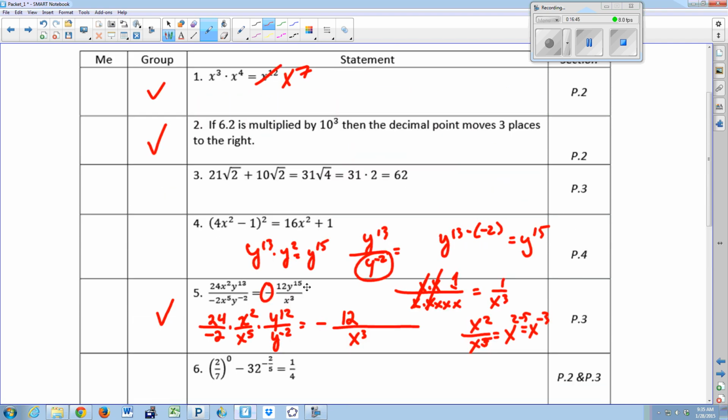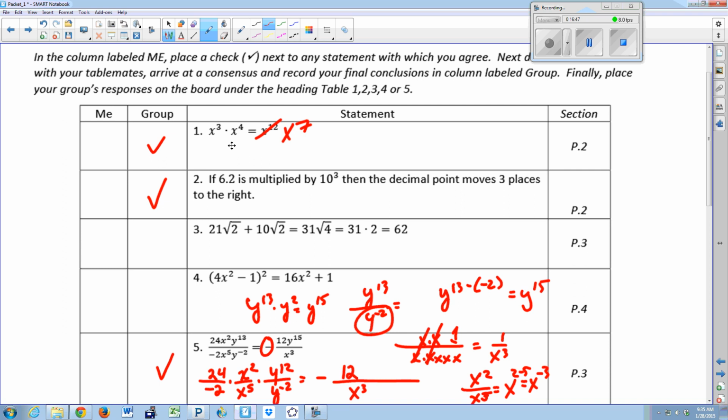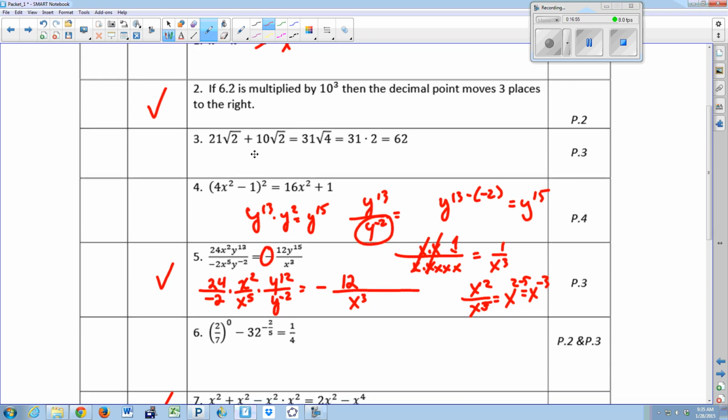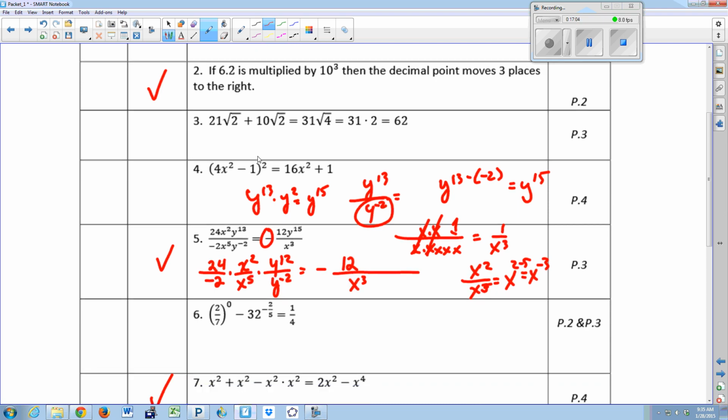So let's go back to the beginning. So the first one, oops, I shouldn't have a check there because that's not correct. Let's get that out of there. All right, so that's x to the 7th. You add exponents. Here you're adding, and in mathematics, anytime you add, things have to look alike. That's all you have to remember. When you add and subtract, they have to look alike.